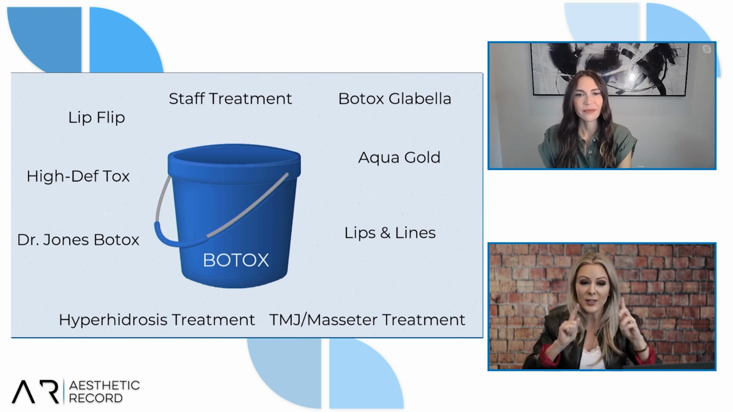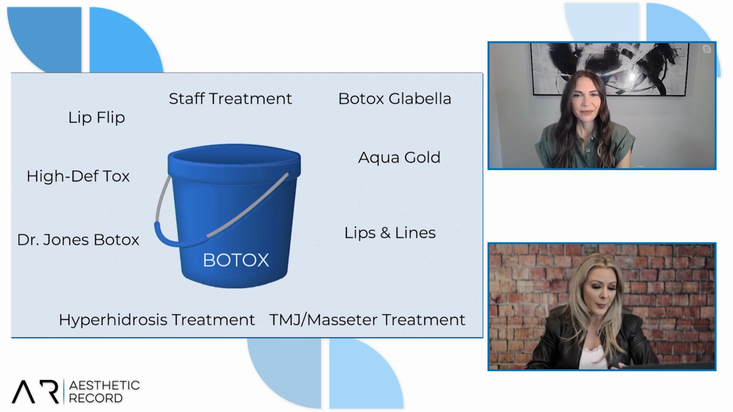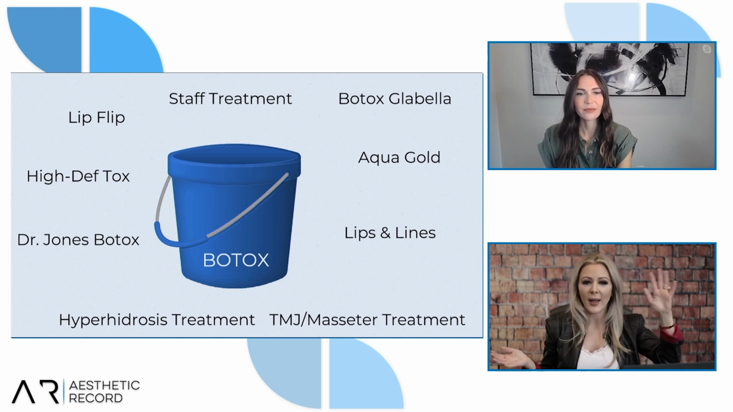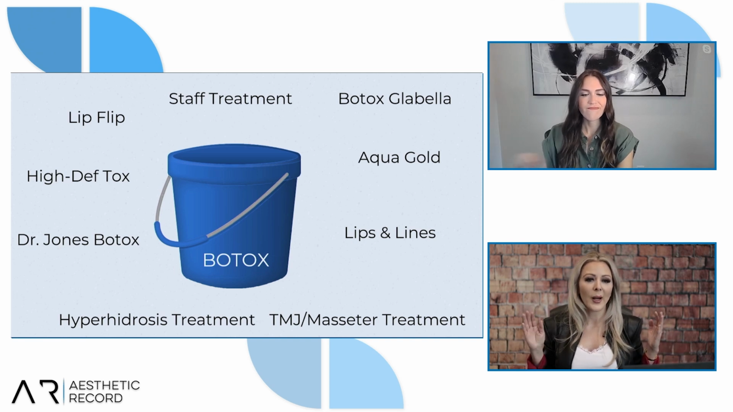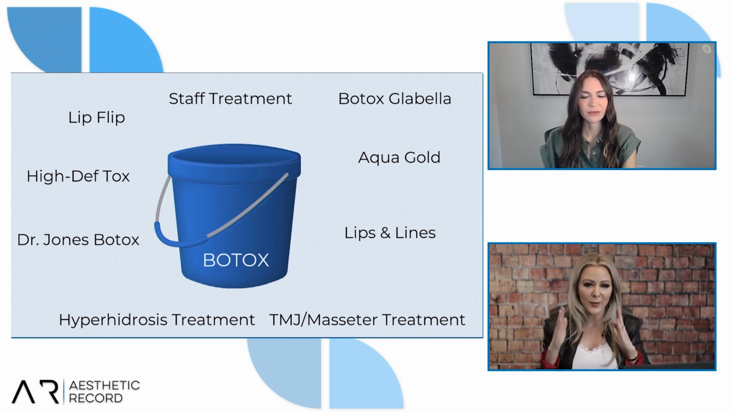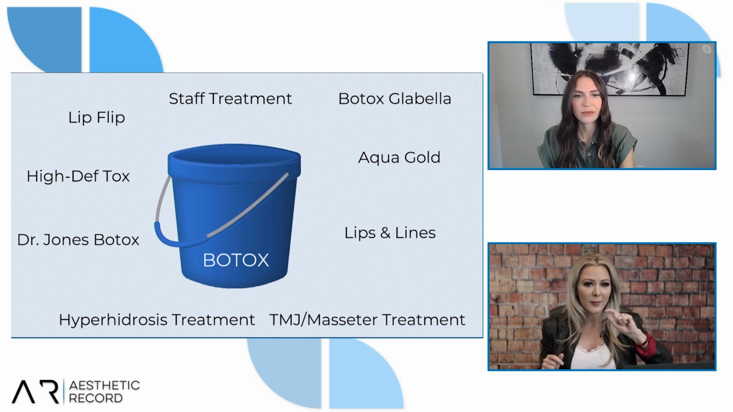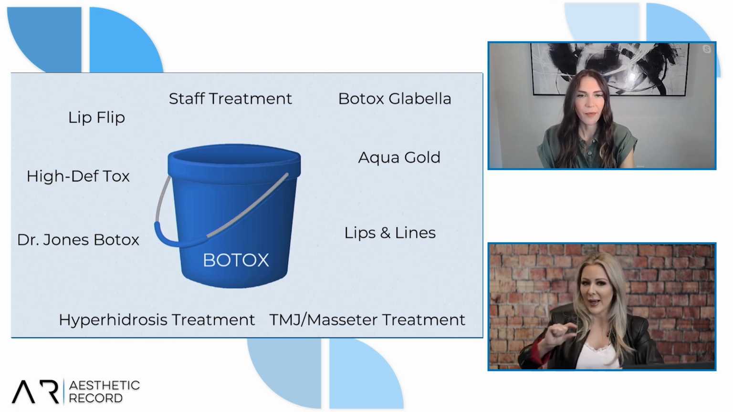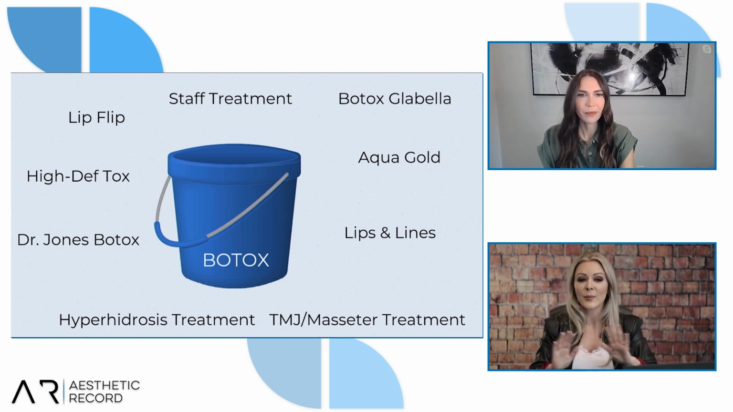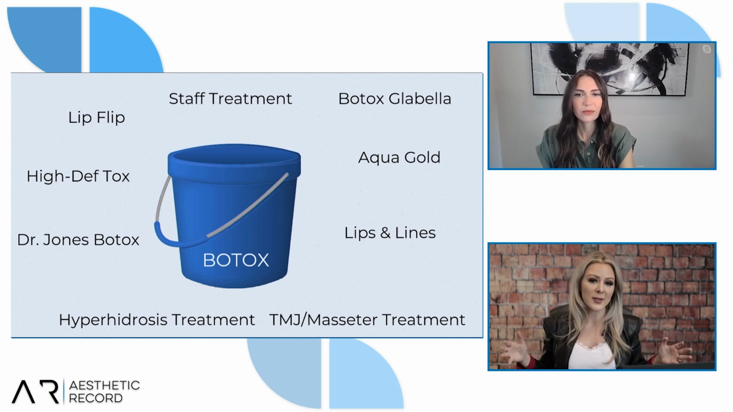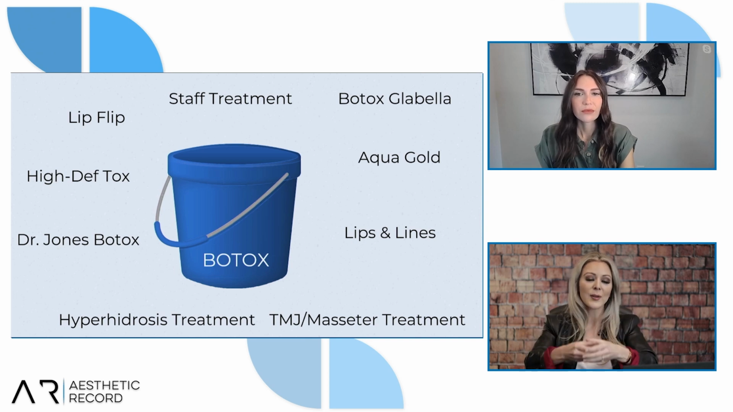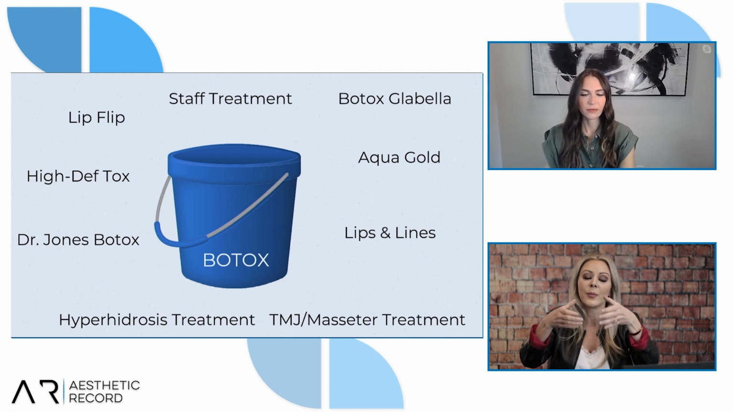Now on my variation screen, I might have Botox Glabella, Aqua Gold, lips and lines, lip flip, staff treatment, high def tox, whatever I have, all these variations of different things, but I'm pulling them all from one bucket of Botox. So if I chart the high def tox, if I chart masseter injections, if I chart lips and lines, no matter what I'm charting, it's going to pull those units from an inventory perspective on the back end from that bucket of Botox, because that's what I'm counting when I decide to order more from Allergan. I'm not counting lips and lines, I'm counting the Botox units.